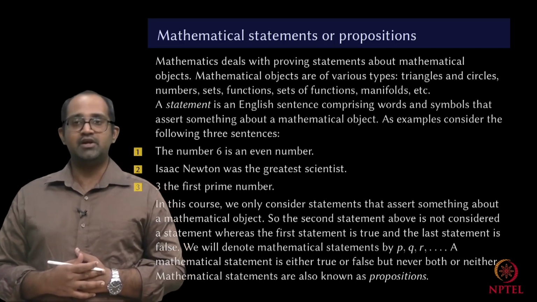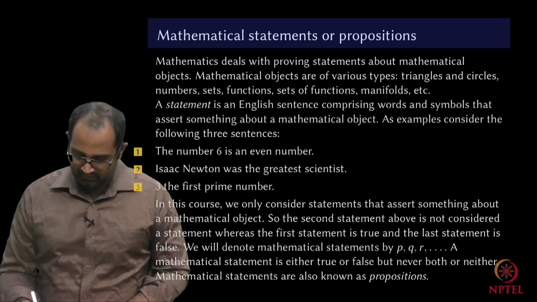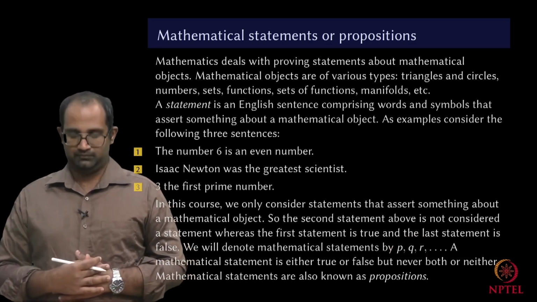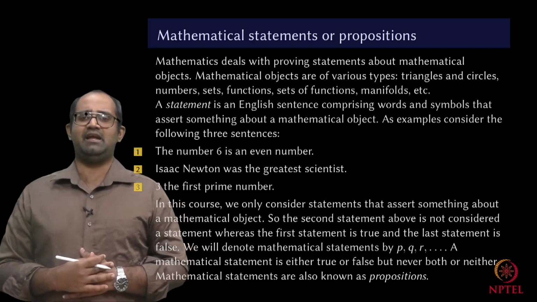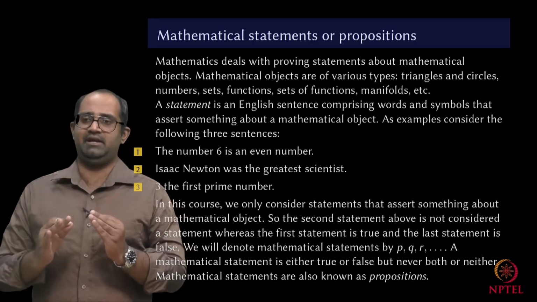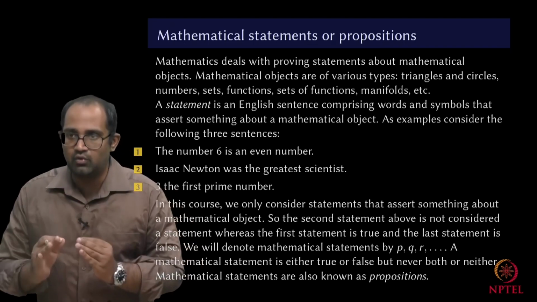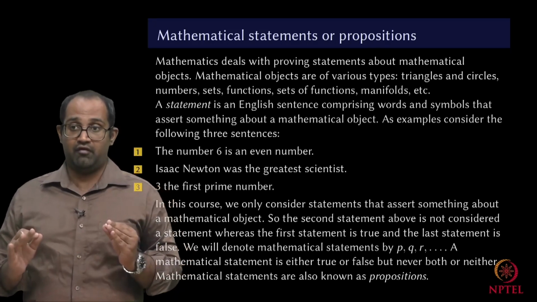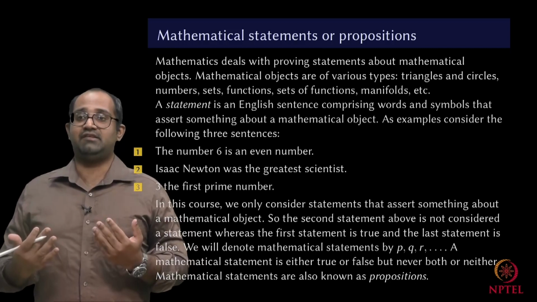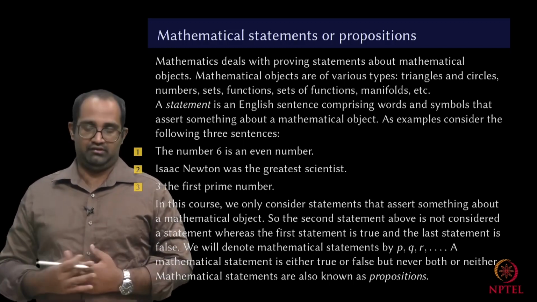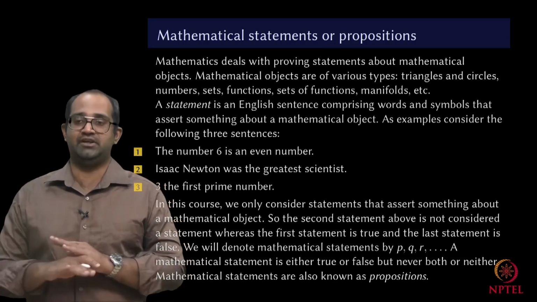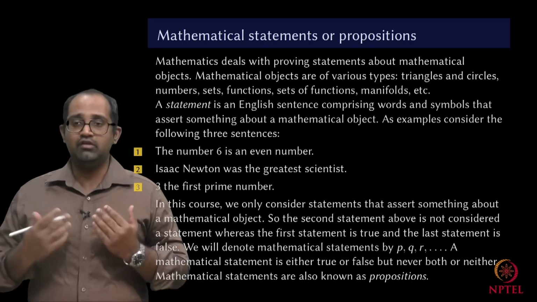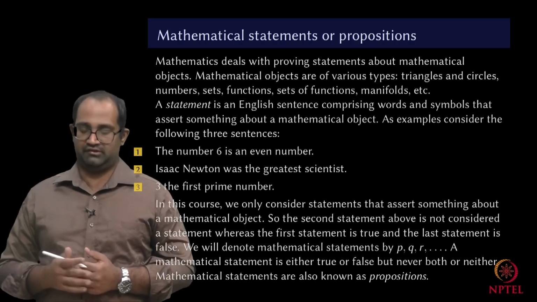In this course, we will denote mathematical statements by letters, typically P, Q and R. A mathematical statement's characteristic property is that it is either true or false. It is never both true and false, nor can a statement be neither true nor false. Neither of these two options is available to us. Mathematical statements are also known as propositions.